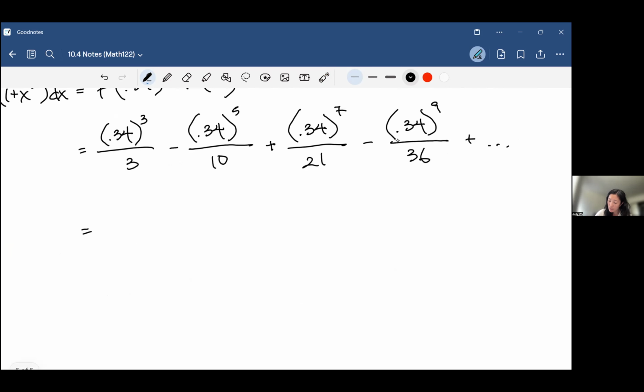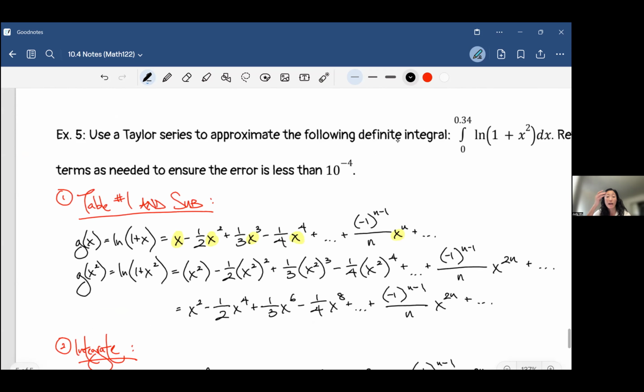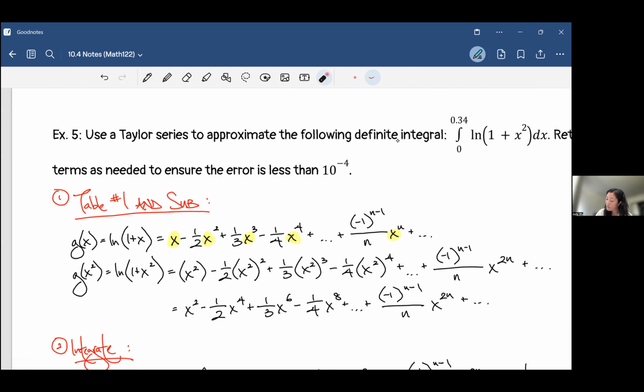Okay, so when I take this and put it into the calculator, I get 0.013101. Okay, that's this first term. Then minus 0.000454. That's the second term. Plus the third term is going to give me 0.0000250011. Okay, well, let's go back because this seems like a lot of zeros. Let's go back and see what our maximum allowable error is. And the maximum allowable error is 10 to the negative 4.